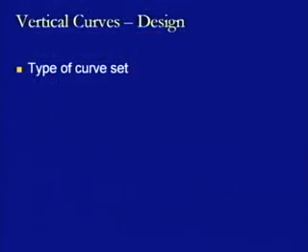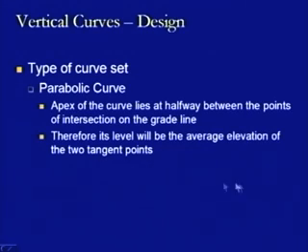Now, we come to the design of the vertical curves. It depends on what type of curve we are choosing. There can be a parabolic curve. In the case of a parabolic curve, the apex of the curve lies halfway between the points of intersection on the grade line. So, if we have these as grade lines, and we join these two points by a straight line, then the apex of the curve will lie halfway between these two points. This is one of the properties of the parabolic curve by which we can design it.